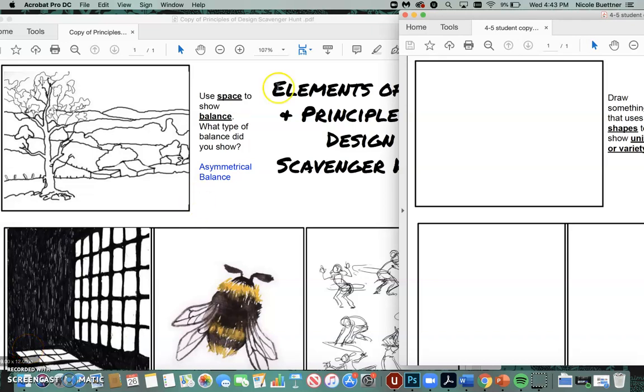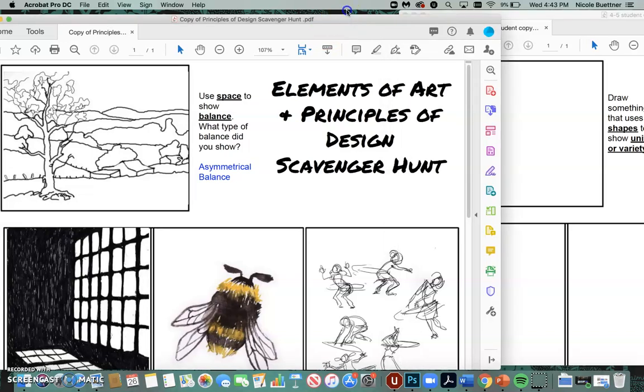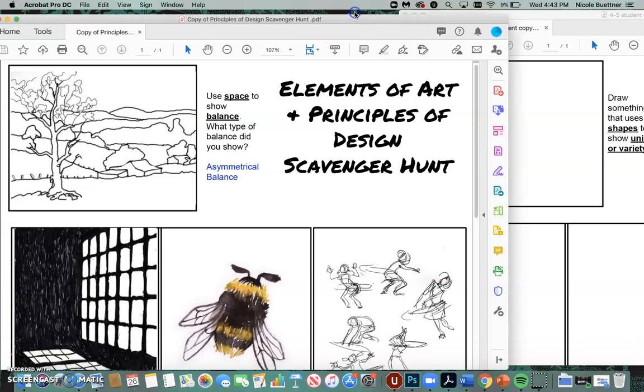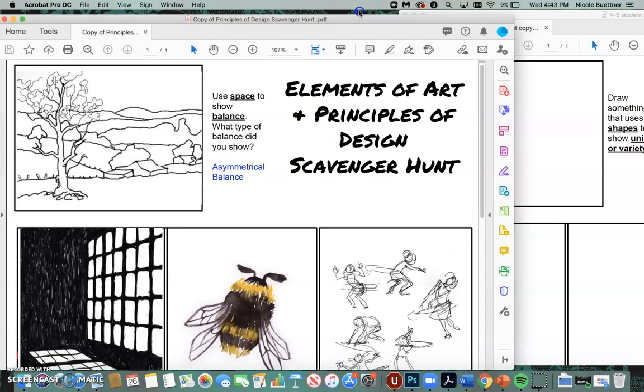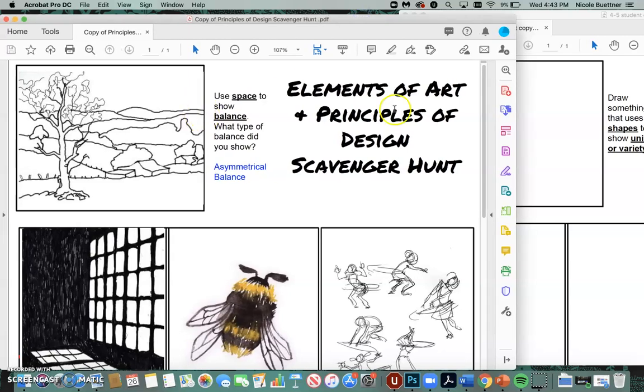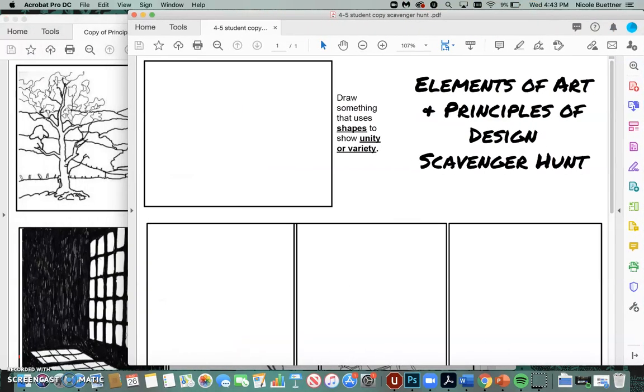Okay, everyone, now that we've learned a little bit about the elements of art and principles of design, you are going to go on a scavenger hunt to find some examples of these principles of design using the elements of art in your home or around you. So, in your Google Classroom assignment, you will find this template.